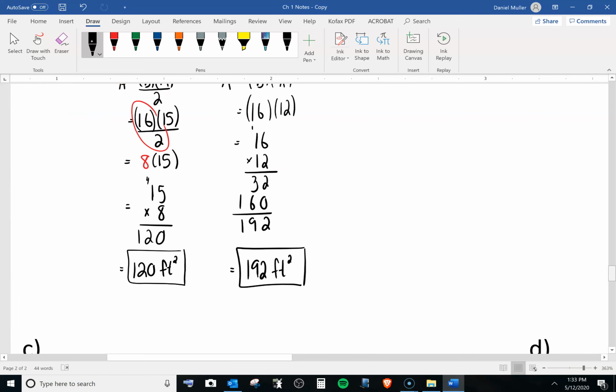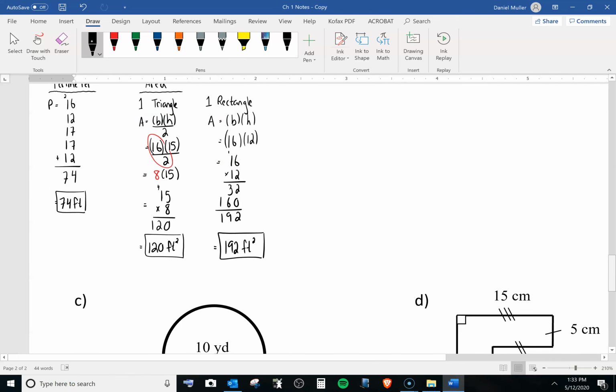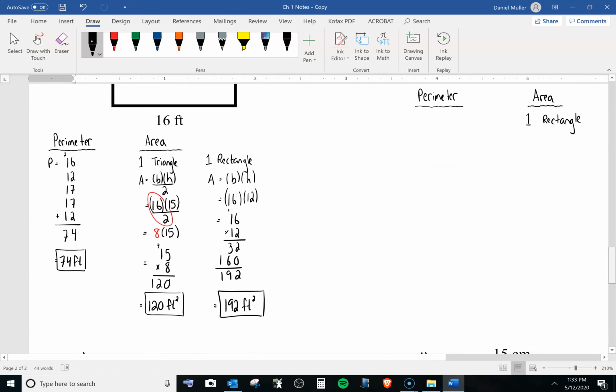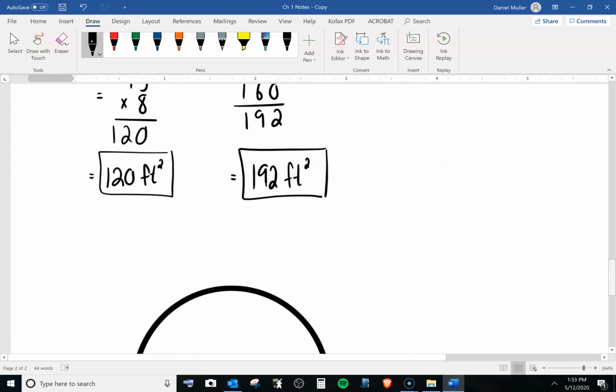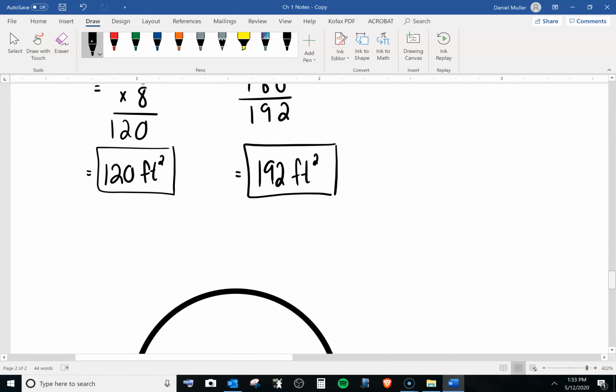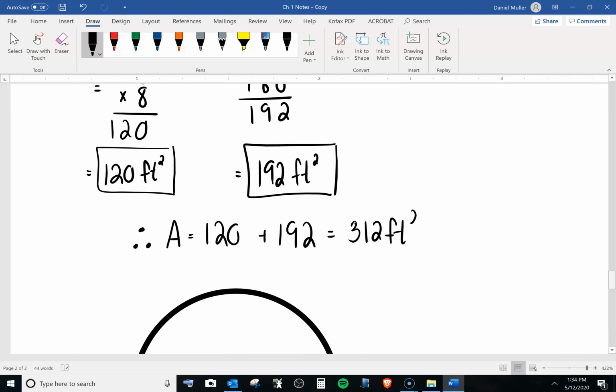Now I have to make some sort of therefore, some sort of concluding statement. Therefore, my area is 120 plus 192, which is going to equal 312, if you add those together, feet squared. So that is my final answer.